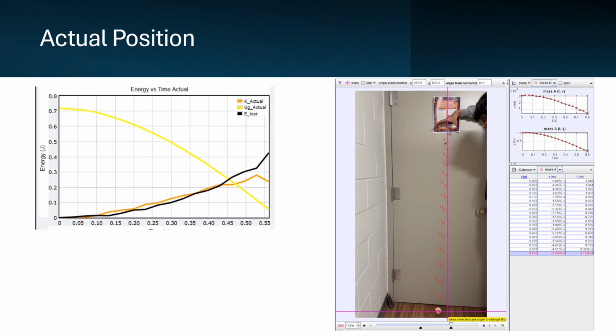Over here, this is the actual position. So I used Tracker to analyze the video to get all the points of where it falls, and I put that into my code, which I'm about to get to in a second, to find the amount of potential energy it had over time, as well as the kinetic energy and the energy lost in the system.